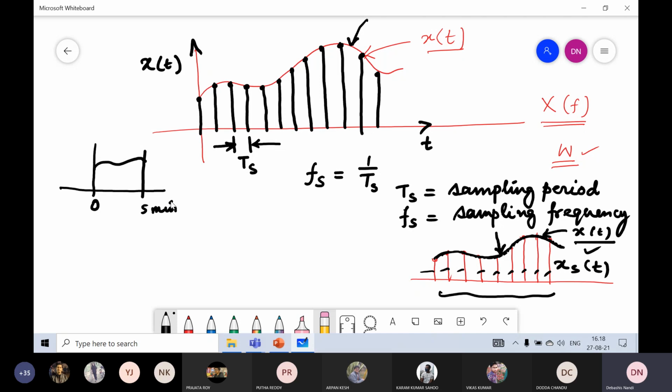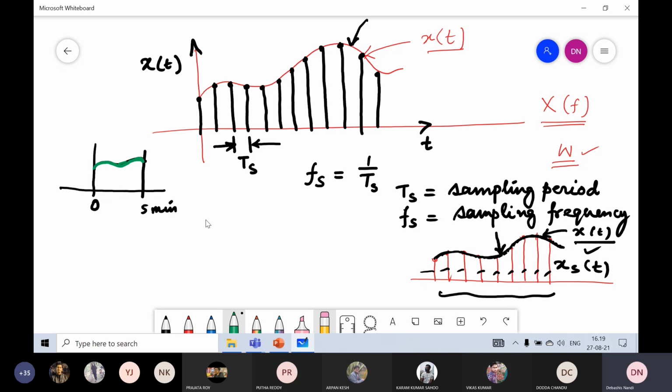So this is a signal, what I am showing here, a blue curve. This signal is a time limited signal because the signal value is defined for a certain interval of time that is finite, 0 to 5 minutes. Beyond this 5 minutes, there is no signal. Therefore, it is called a time limited signal.